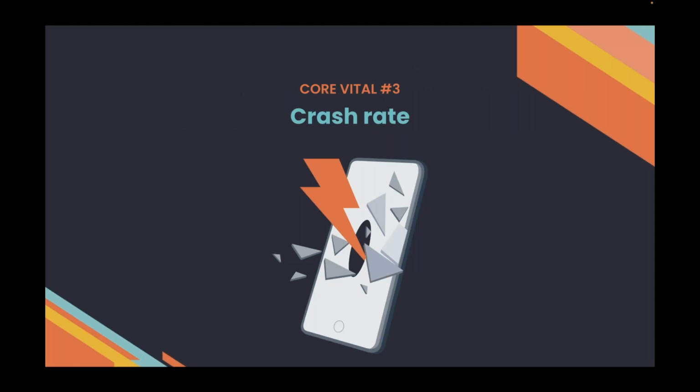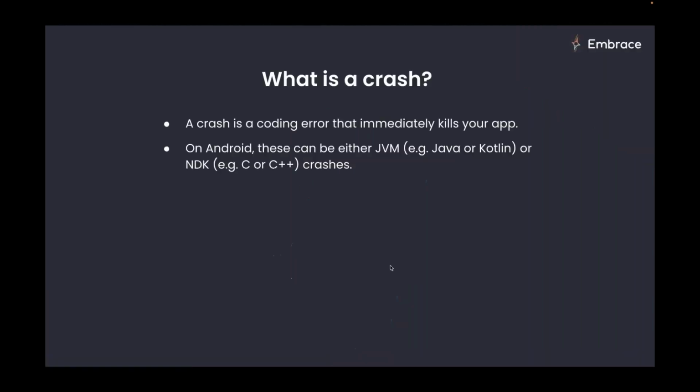Let's talk about our third core vital, which is crash rate, something you may be familiar with. So first, let's just talk about what a crash is. Basically, a crash is a coding error that immediately kills your app. On Android, you'll either get a Java crash or a Kotlin crash. And if your app uses the NDK, then you might also get C or C++ crashes. And sometimes, even if you just write your code in Java, you can get third-party libraries bringing in these NDK crashes to your application.